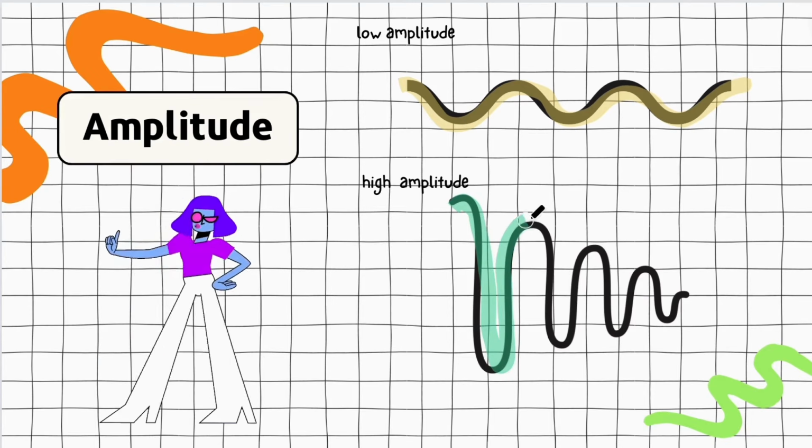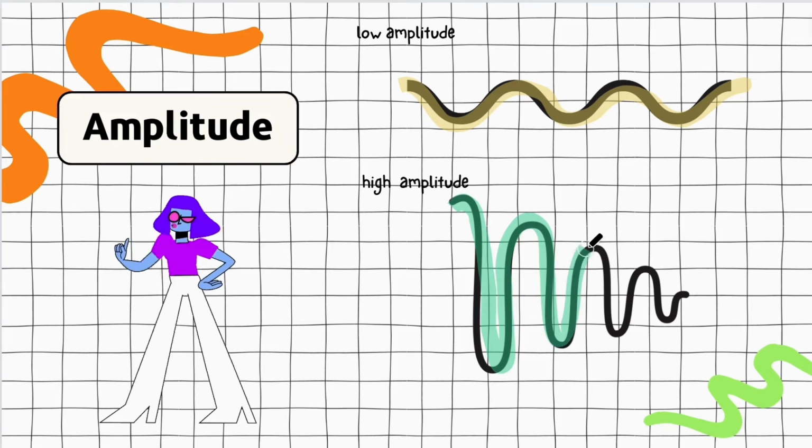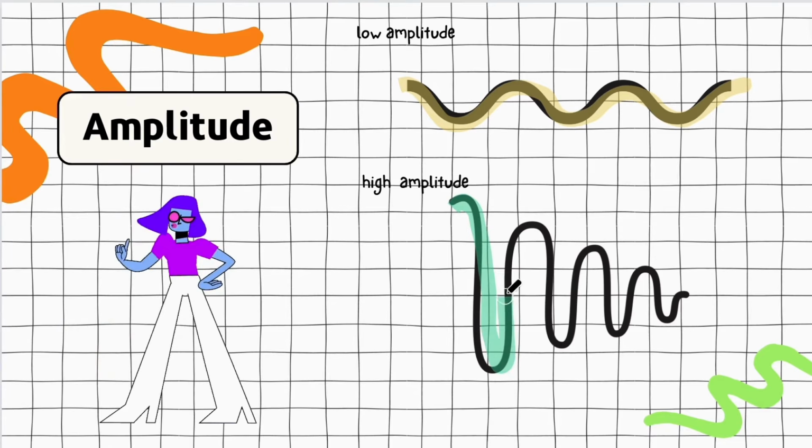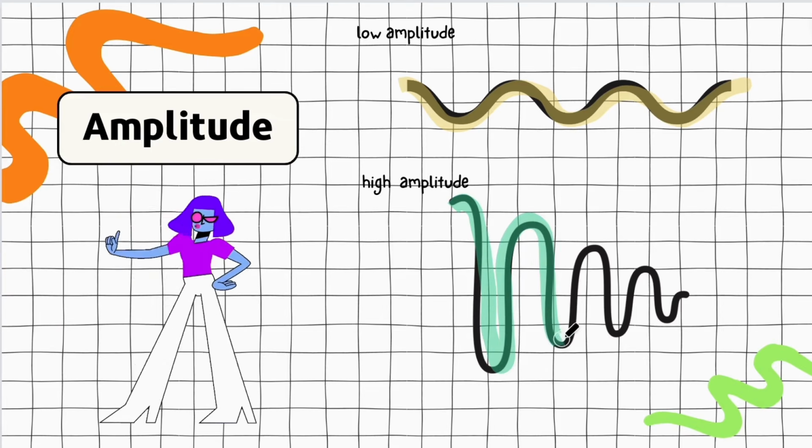A key thing to note here is that in ultrasound imaging, amplitude actually influences the brightness of the image, which is something that we'll talk about in later videos.